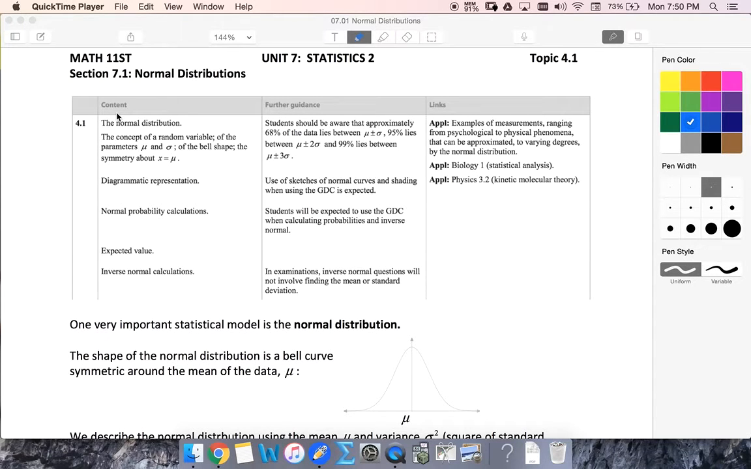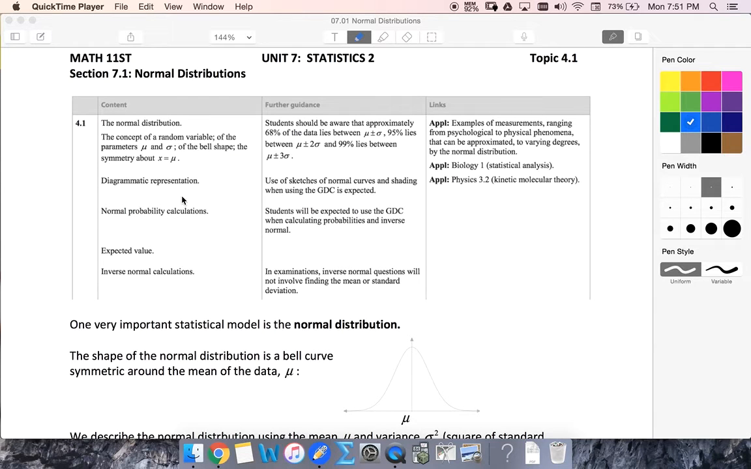So now we're moving into a new part of the syllabus. We're moving into syllabus topic 4. So that's really exciting. And this is stats 2. It's 2 variable stats that we're going to be looking at in this unit. And we're going to start with normal distributions. So here's everything that you need to know for the normal distribution.